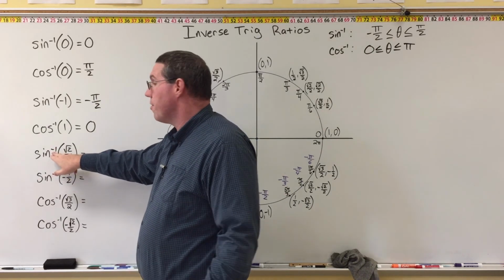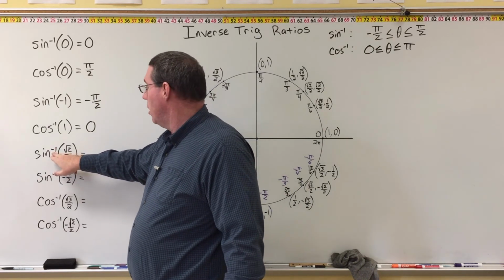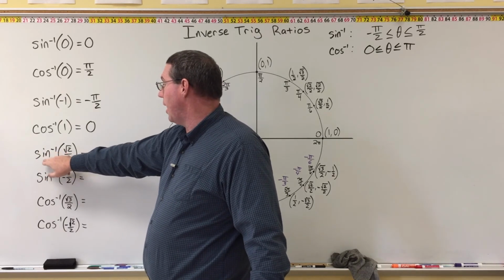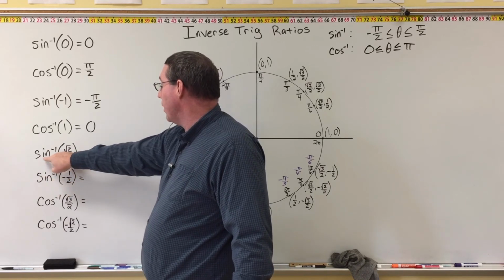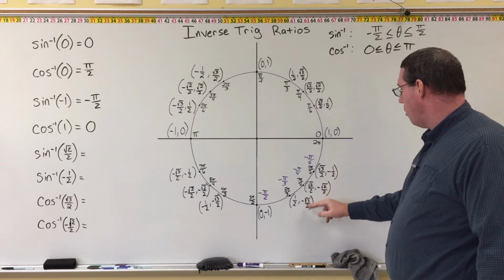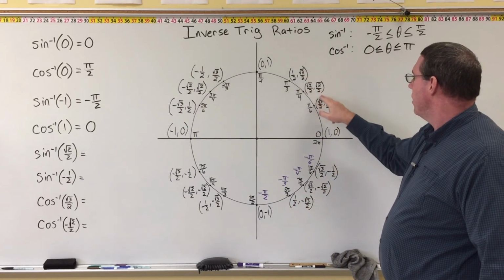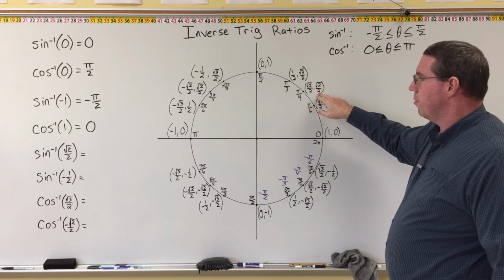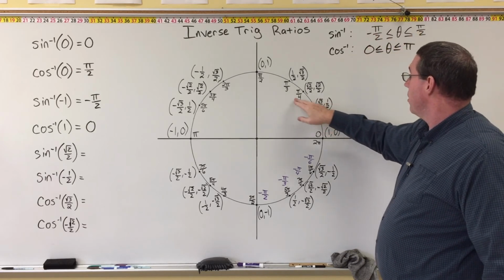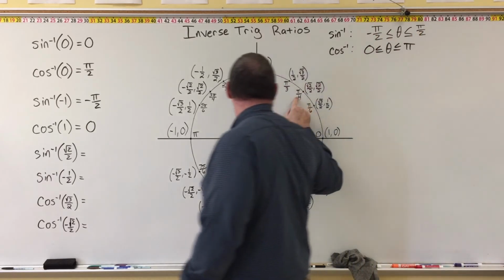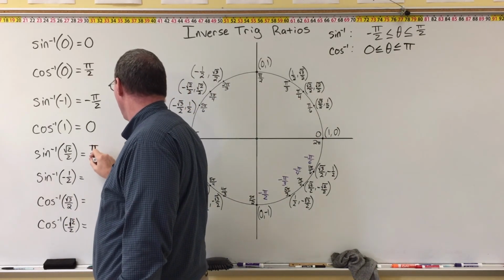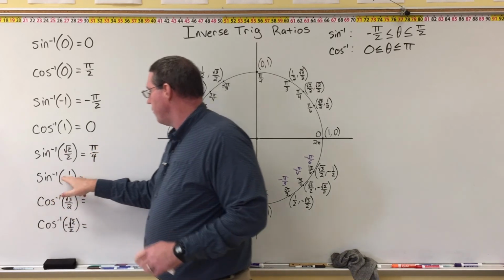All right, let's do sine inverse of square root of 2 over 2. Inverse means what is the theta angle, what angle measure? And since it's sine, it's between negative pi over 2 and pi over 2. What angle measure between negative pi over 2 and pi over 2 would give you a y-coordinate of square root of 2 over 2? Down here are all the negative y's. We don't want those. We want the positive y's. Here's positive square root of 2 over 2. The angle measure between negative pi over 2 and pi over 2 is pi over 4. So the y-coordinate of square root of 2 over 2 is associated with an angle measure of pi over 4.